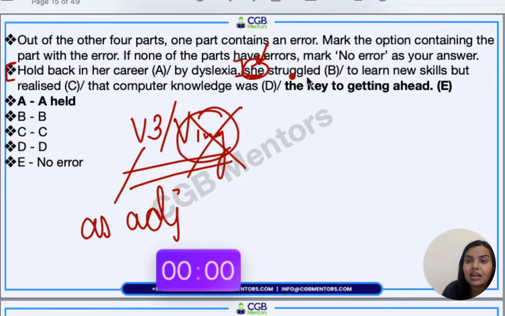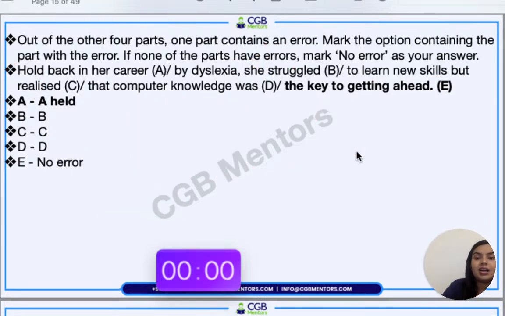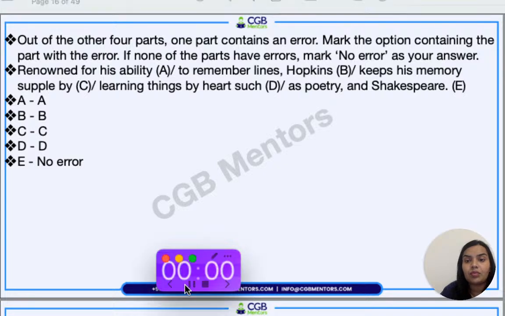by dyslexia. She struggled to learn new skills, but she realized, parallelism is maintained, that computer knowledge was the key. So the E part is of course without error here. This one in bold, answer was A. Let's move to the next one.